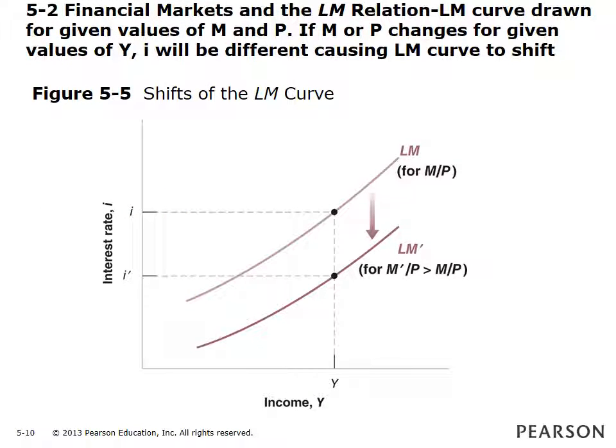Figure 5-5 shows if M increases or P decreases, real money supply will increase. So for a given Y and unchanged money demand curve, the equilibrium interest rate will be lower. This will result in shifting the LM curve lower, since for a given income level, the interest rate at which the financial market is in equilibrium is lower. This shows the effect of monetary policy changes on the LM curve. If, on the other hand, real money stock goes down, LM will shift up.